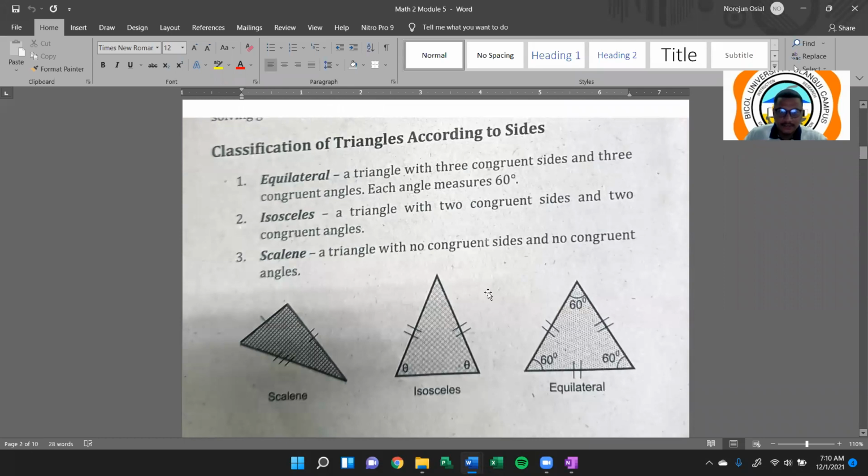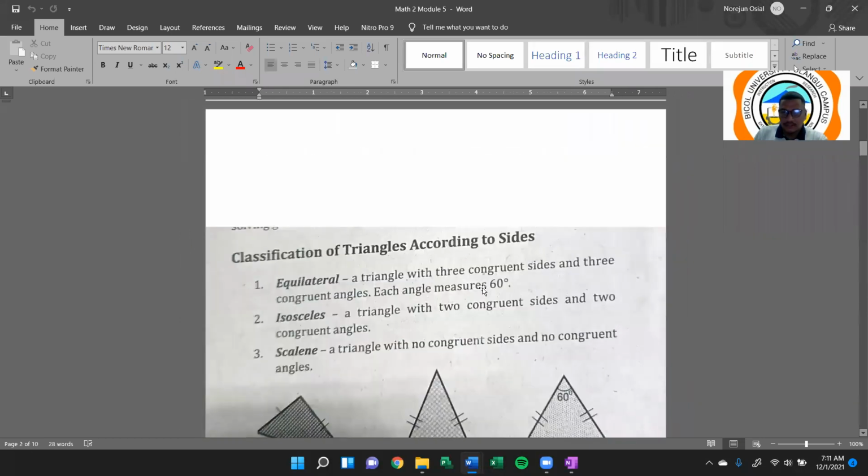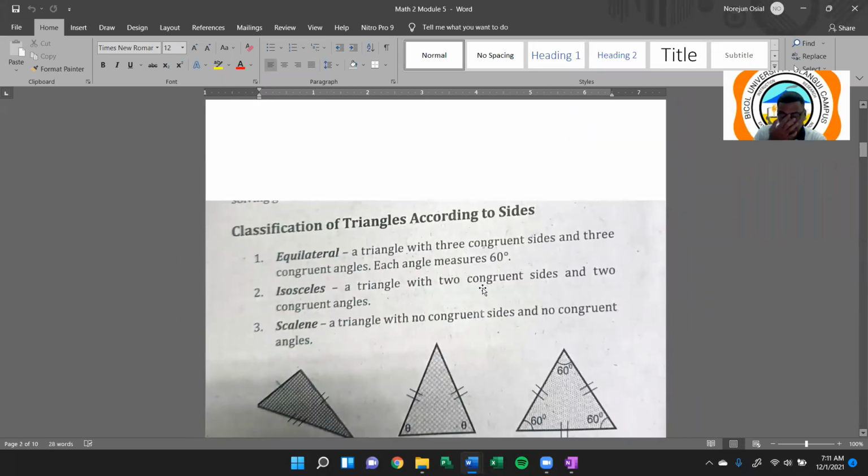Hi class. Now let's talk about triangles. So in your subject, solid mensuration, I have given from the previous module the general concepts about polygons and other plane figures. Now let's talk about triangles. This is just a review of your trigonometry because some of the formulas here you have encountered in your subject trigonometry.